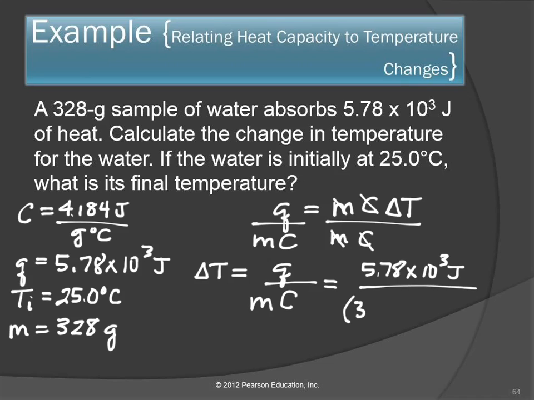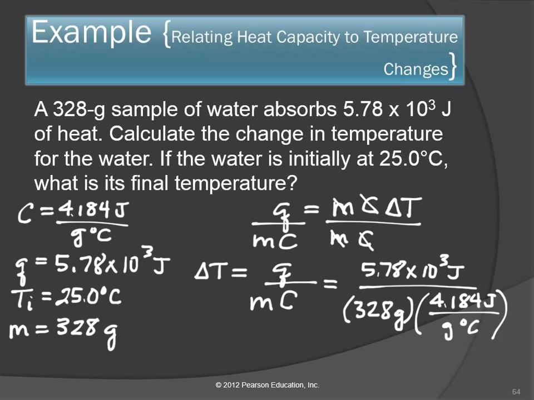So, did I say 528? Usually I say the right thing and write the wrong thing. I mixed it up that time just for fun. 328 times C, 4.184 joules per gram degree Celsius.